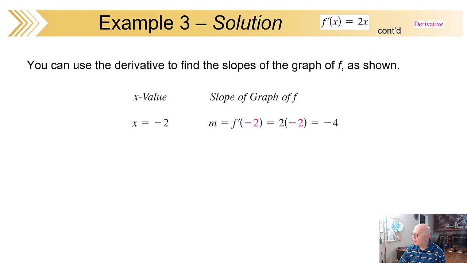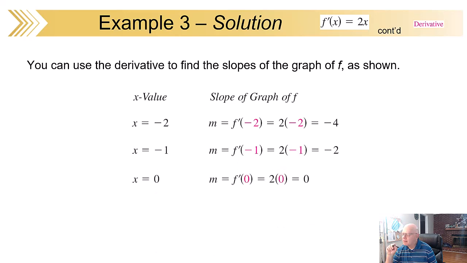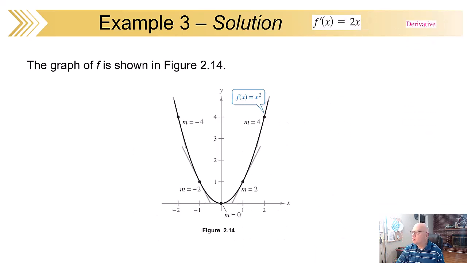And there's a summary. We'll go through this quickly because I just did it one by one. There's -1, x of 0, and x of 1, and with the slopes on the right, and x equals 2, the slope of 4. This is what it looks like.